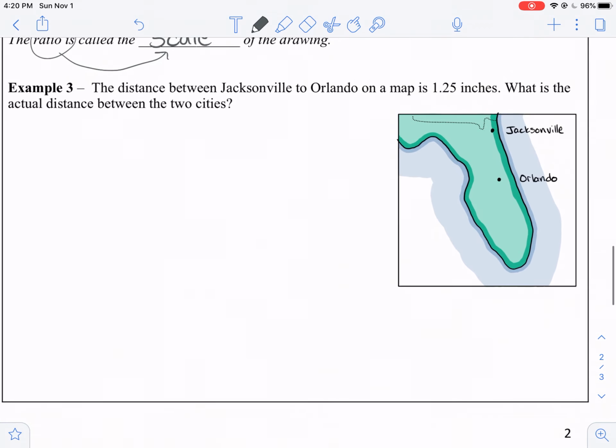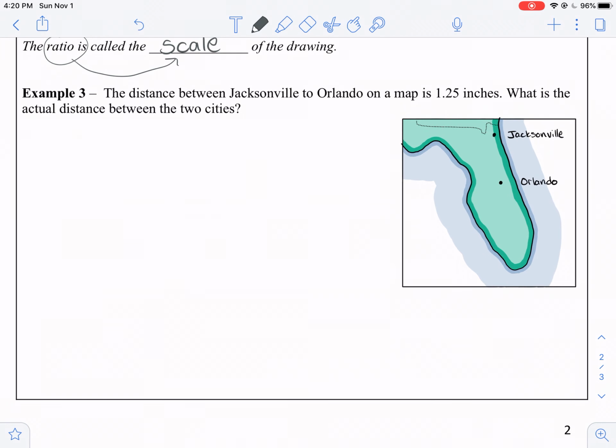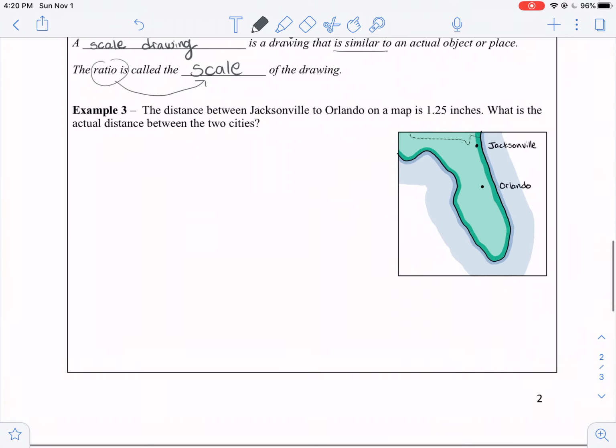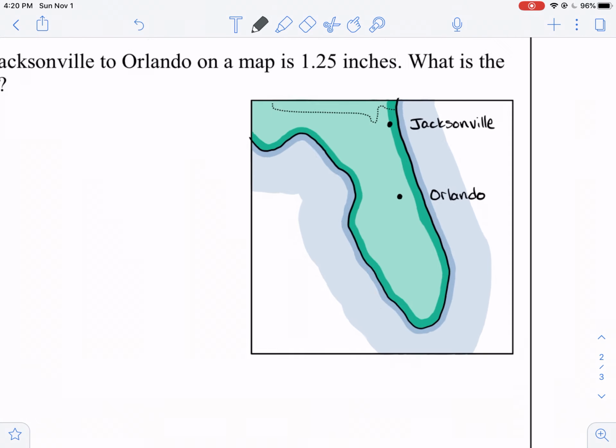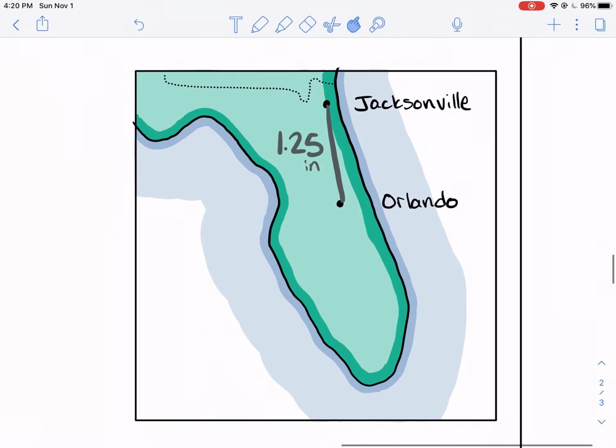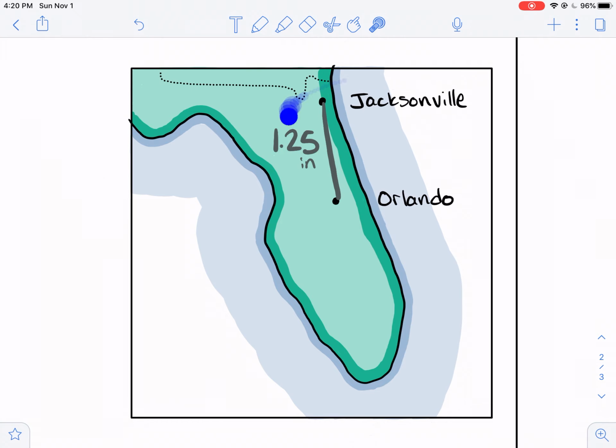So we have this beautiful map. There's also a helicopter in the background, so I apologize if you can hear that. We have this map, and you know that the distance between Jacksonville to Orlando on a map is 1.25 inches. What is the actual distance between the two cities? So here's this amazing map that I drew. I traced it. But I put the time in to draw it for you. You're welcome. Okay, and we know this distance right here is going to be a scale of 1.25 inches. Orlando is where Disney World is. Jacksonville is where the Jaguars play.